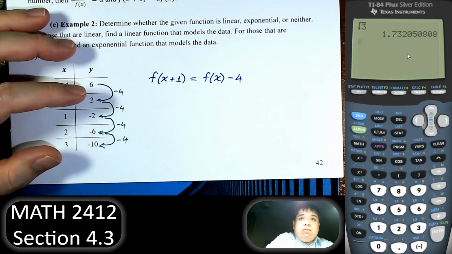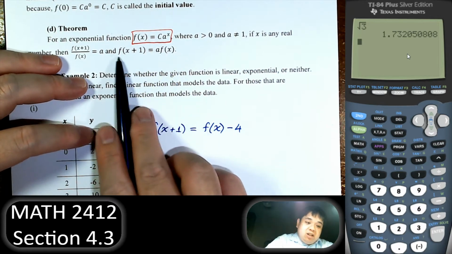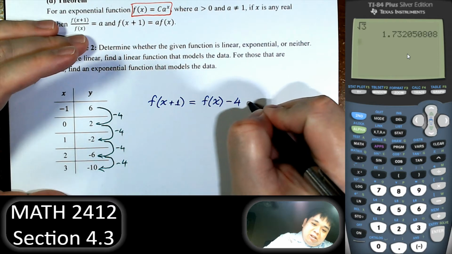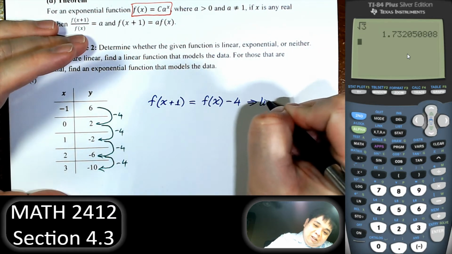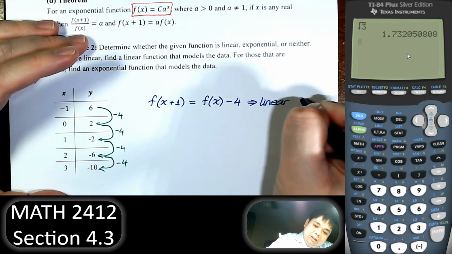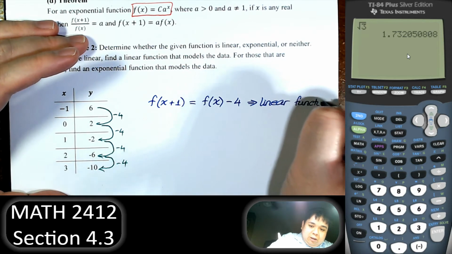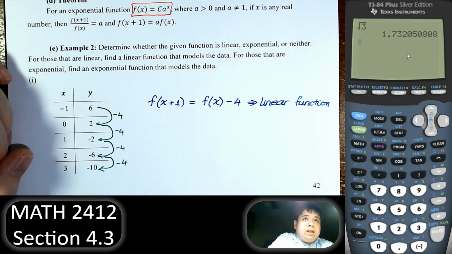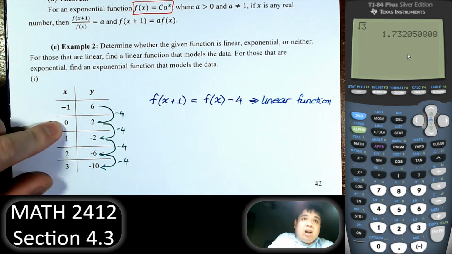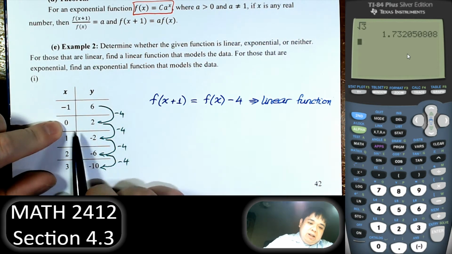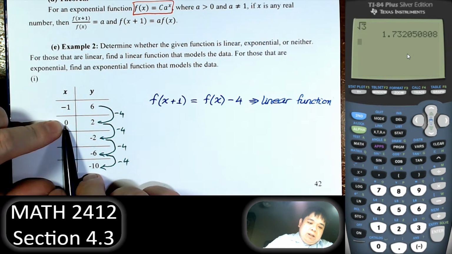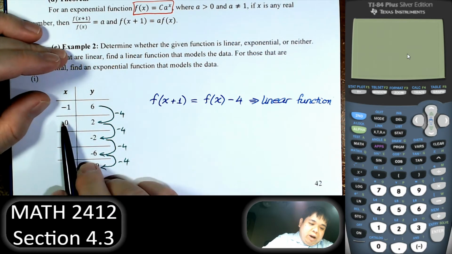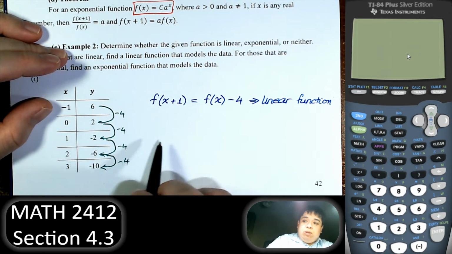That's what we have. Because of this, it is not an exponential function. It is a linear function. So we increase by the same amount each time. We start here from 0. When x equals 0, y equals 2, and that's where we start.